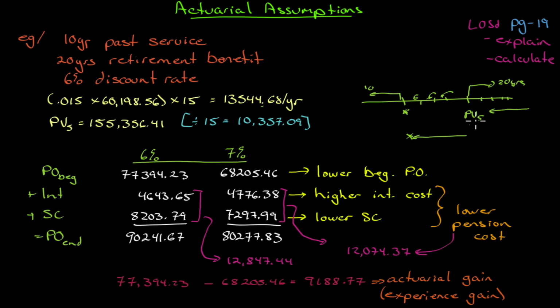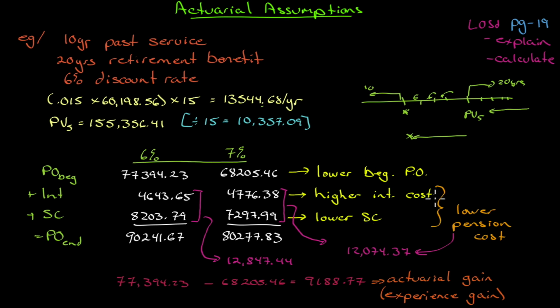What is helping us here, because we have a fair distance that we're discounting back, is that the discount rate is overpowering the increase in the interest expense, which would lower our pension cost. And what do we have for the service cost? Obviously that'll be lower because we're discounting $10,357 back for each period of time, now at 7%. So our pension obligation is now $80,277.83, significantly lower. So we end up here with a lower beginning pension obligation, we have a higher interest cost and a lower service cost.